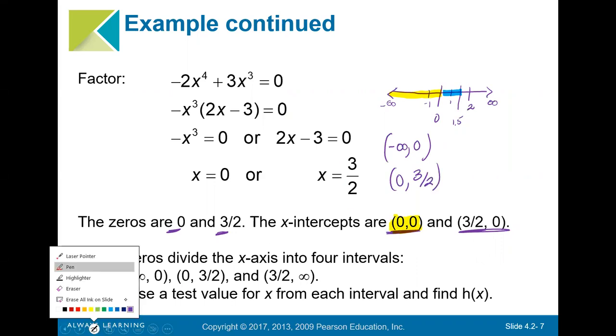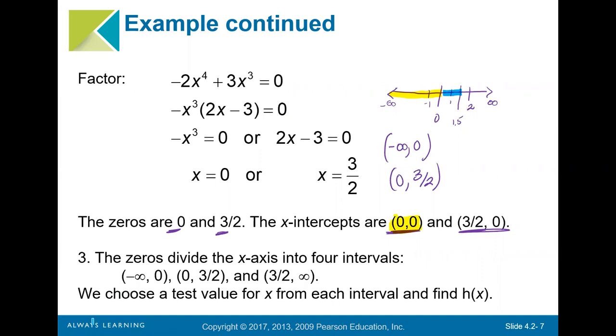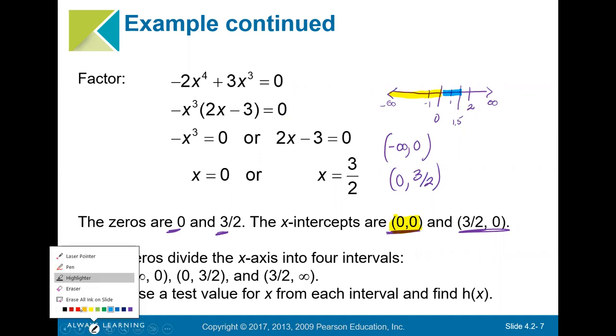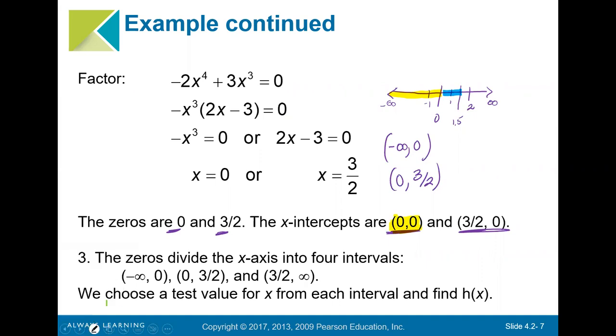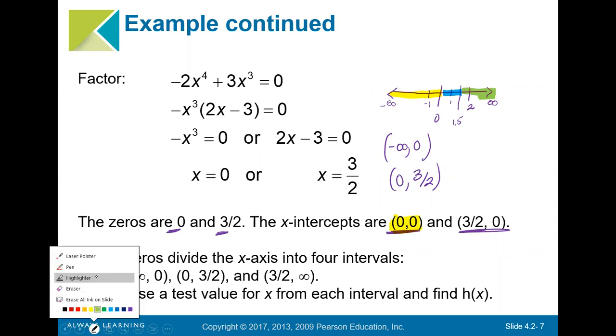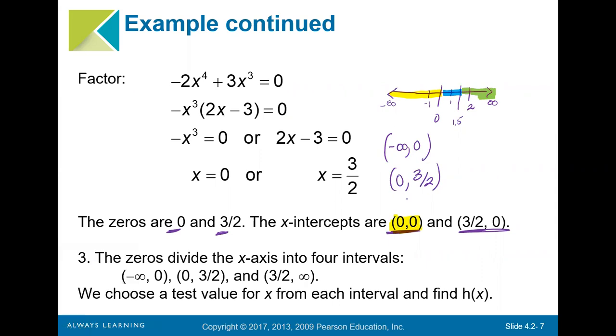Then the next one said, okay, let's go there. 1.5 to positive infinity. So that's where they got this from, just looking at the number line.